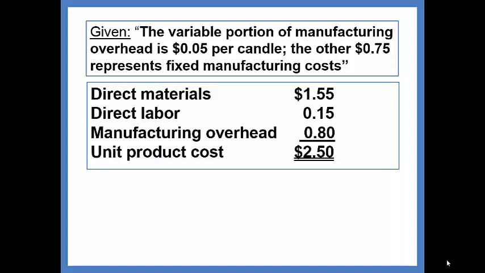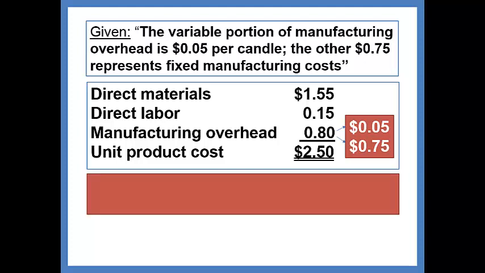And also look at what's given there for materials, labor, and overhead. So these two pieces of information together tell you that the 80 cents of overhead cost has a variable and a fixed part. The variable part is 5 cents, the fixed part is 75 cents. Now that's important because we know if we produce extra candles, all of the variable manufacturing costs will be incurred. Extra fixed costs may or may not be incurred.